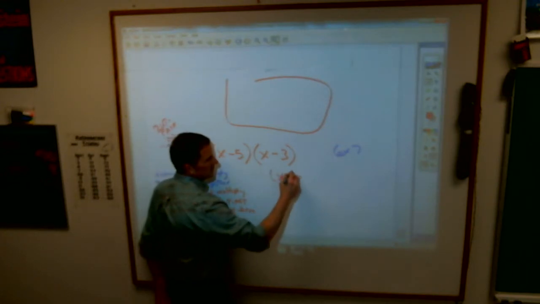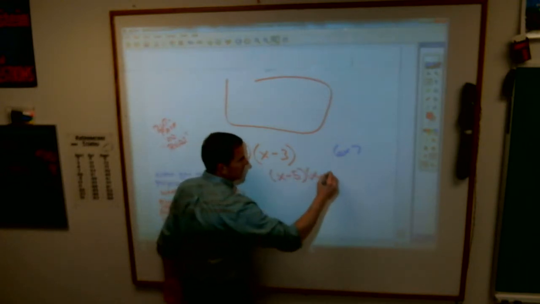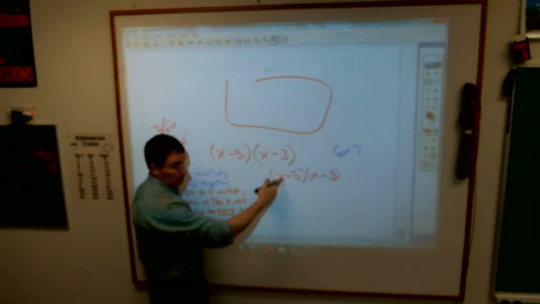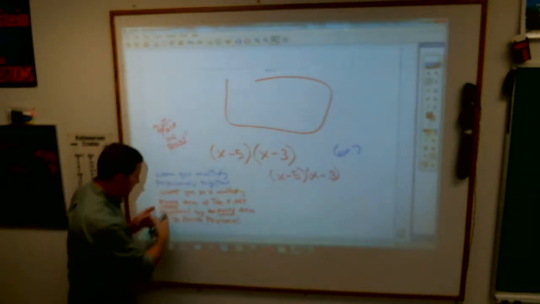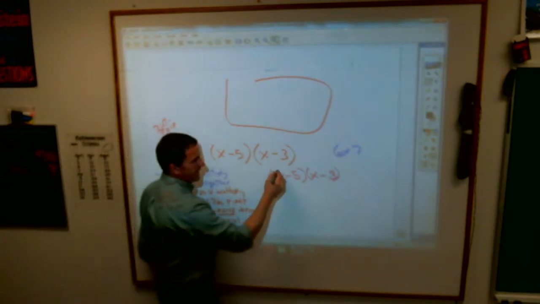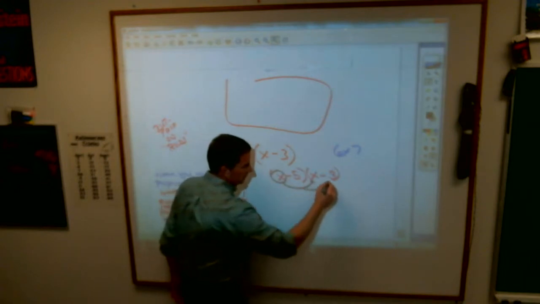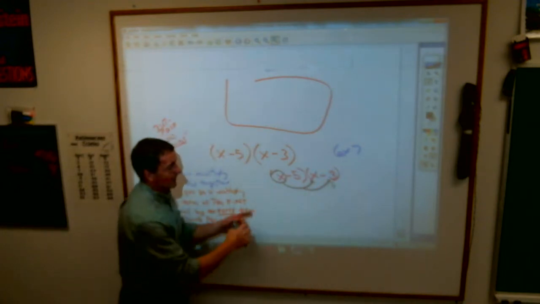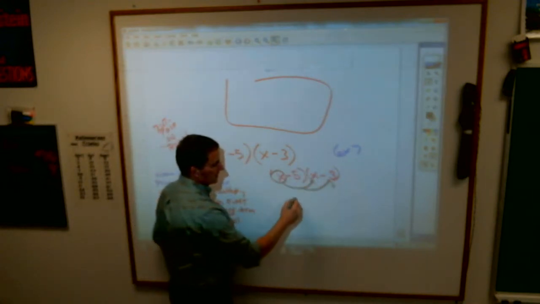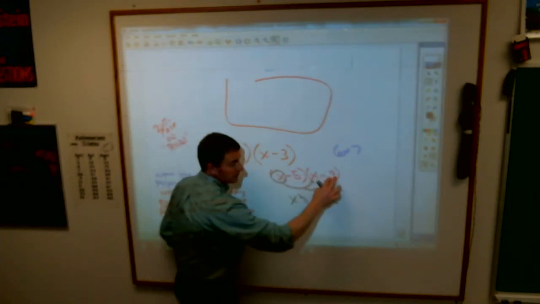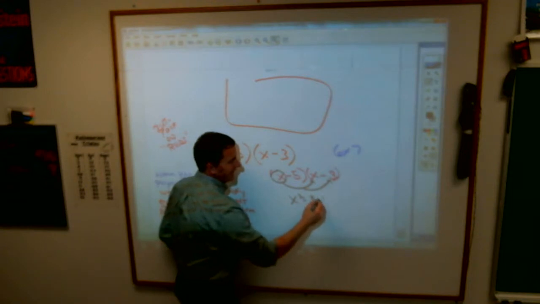I'm going to rewrite it here so I have a little more room. That means I'm going to take the first term of the first polynomial, this x, has to get multiplied by every term of the other polynomial. So I have to take x times x, and I get x squared. I have to take x times this minus 3, and I get minus 3x.